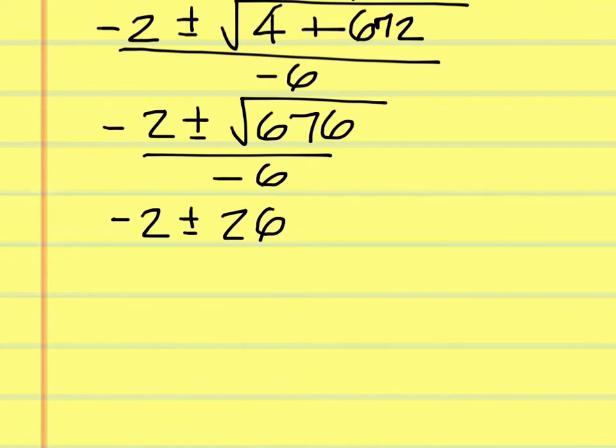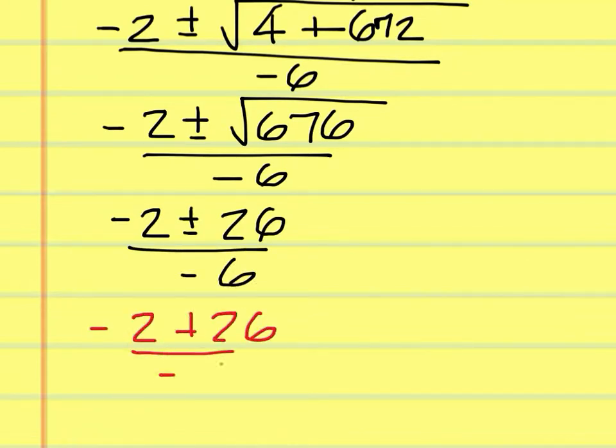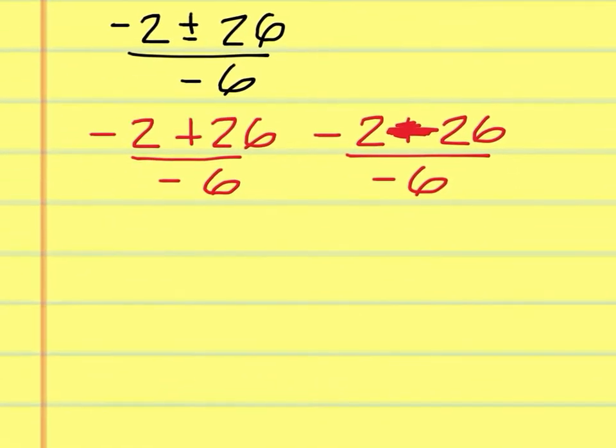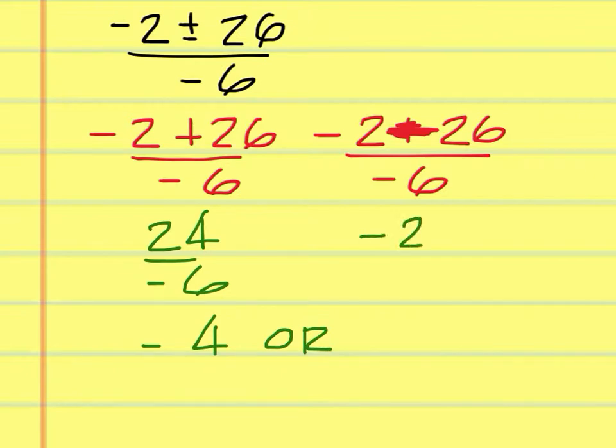And we now have 2 problems that we're going to have to do. One is negative 2 plus 26 over negative 6, and one is negative 2 minus 26 over negative 6. On the left, you will have 24 divided by negative 6, which is negative 4. And on the right, that's a negative 28 over negative 6, which turns out to be 14 over 3.